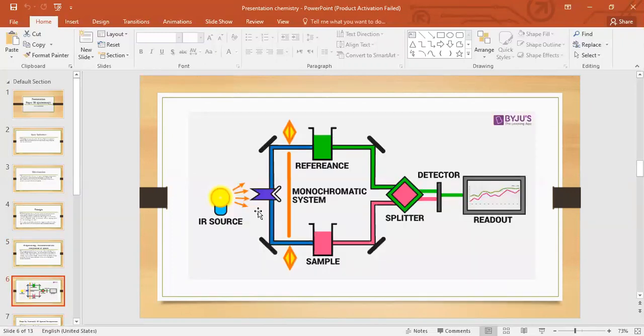So here is a diagrammatic view of IR instrumentation. There is an IR source, this is reference, this is sample, and it is in a monochromatic system. Here is the splitter, and this is the detector. After detecting, the graph is plotted and it is read out here.